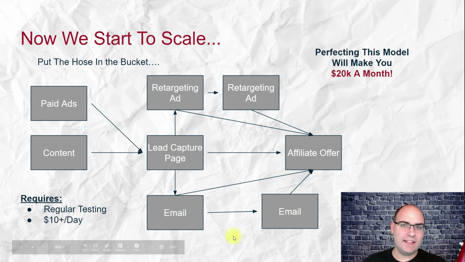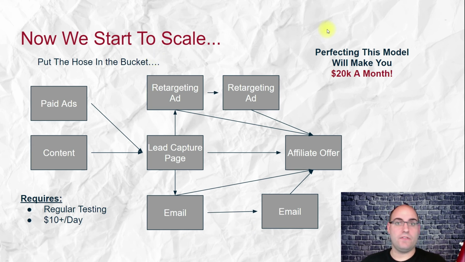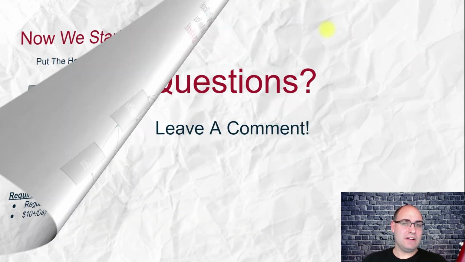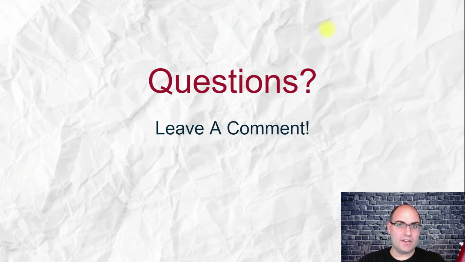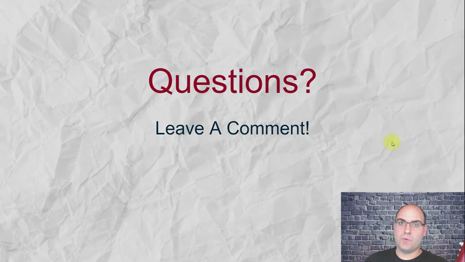However, if you can get this model figured out, there's a good chance you'll be making $20,000 a month or more, because this is what all of the big affiliates do. So there it is in a nutshell. There's the winning formula, a 30,000 foot overview, step by step. I'll put up videos that go into more detail as I make them. And if you have any questions about anything, drop me a comment and I'll do my best to answer them. Hope that helps. Thanks for watching.